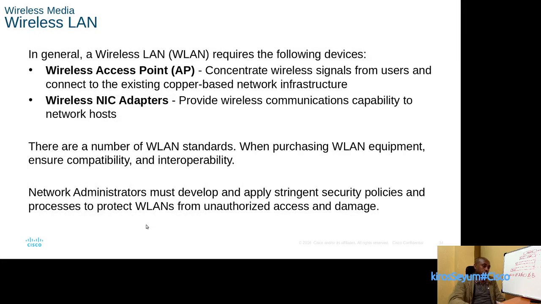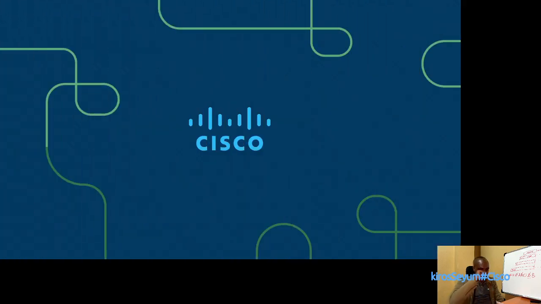And wireless LAN, you know what a wireless access point is, and you need wireless NIC adapters also. PCs normally do not have wireless cards, but laptops commonly have wireless NIC adapters. So if you need a NIC adapter for your computer, you have to buy a USB type wireless adapter. By the way, you can make your PC a wireless receiver. You can enable your PC to receive in wireless mode. I think I'm done.